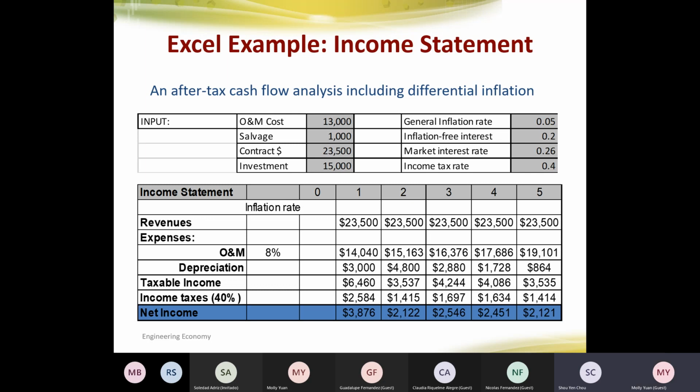So here is just an example. Again, after-tax cash flow. When we are considering tax, the amount of money that we use to calculate will have to be actual dollars, right? Because for tax purposes, the taxing office, or in the U.S. the Internal Revenue Service, will see the amount that is shown on your income statement. Those are what actually happen.